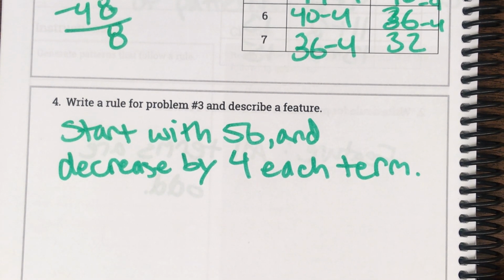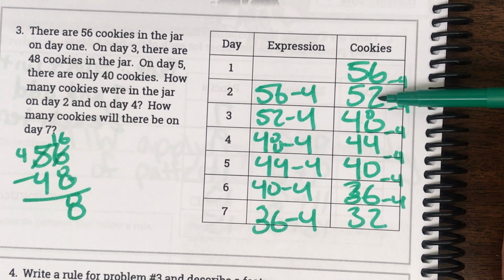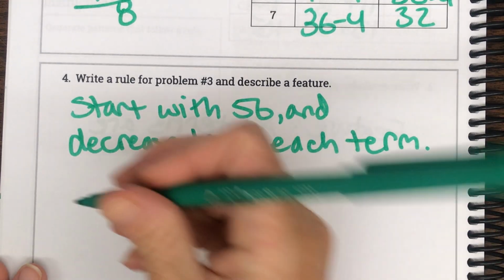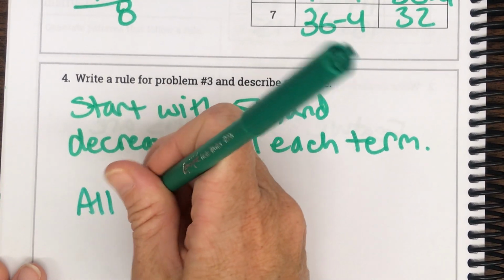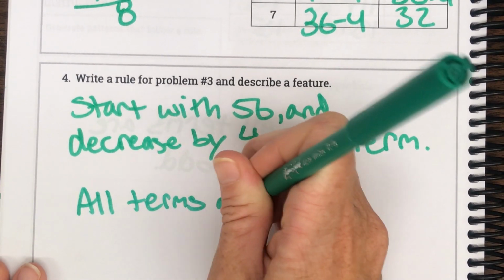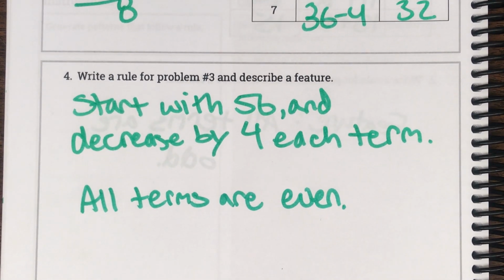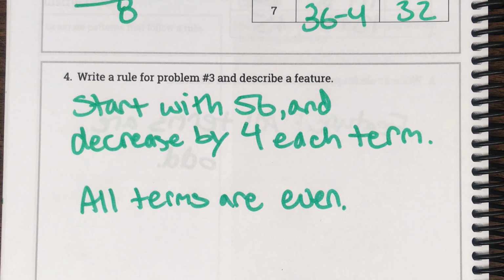Okay, and what's a feature? Well, let's look back here. I notice even, even, even, even, even, even, even. So I could say my feature is all terms are even.